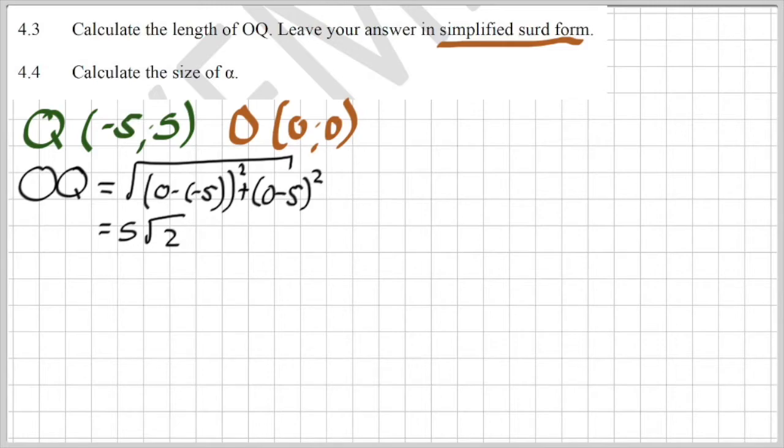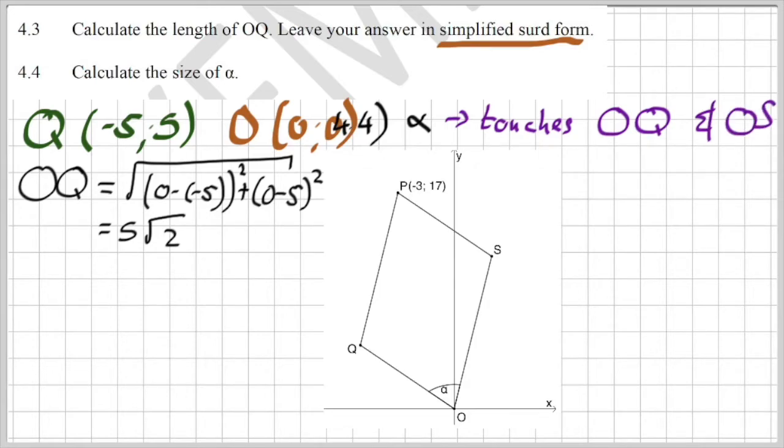Now, 4.4 actually has got nothing to do with 4.3. Okay, it kind of sucks, but it doesn't. Because when I look at something like question 4.4, what I like to ask myself is, what lines does alpha touch? Remember I asked that in the previous video as well. Which lines does alpha touch? Well, alpha touches OQ and OS.